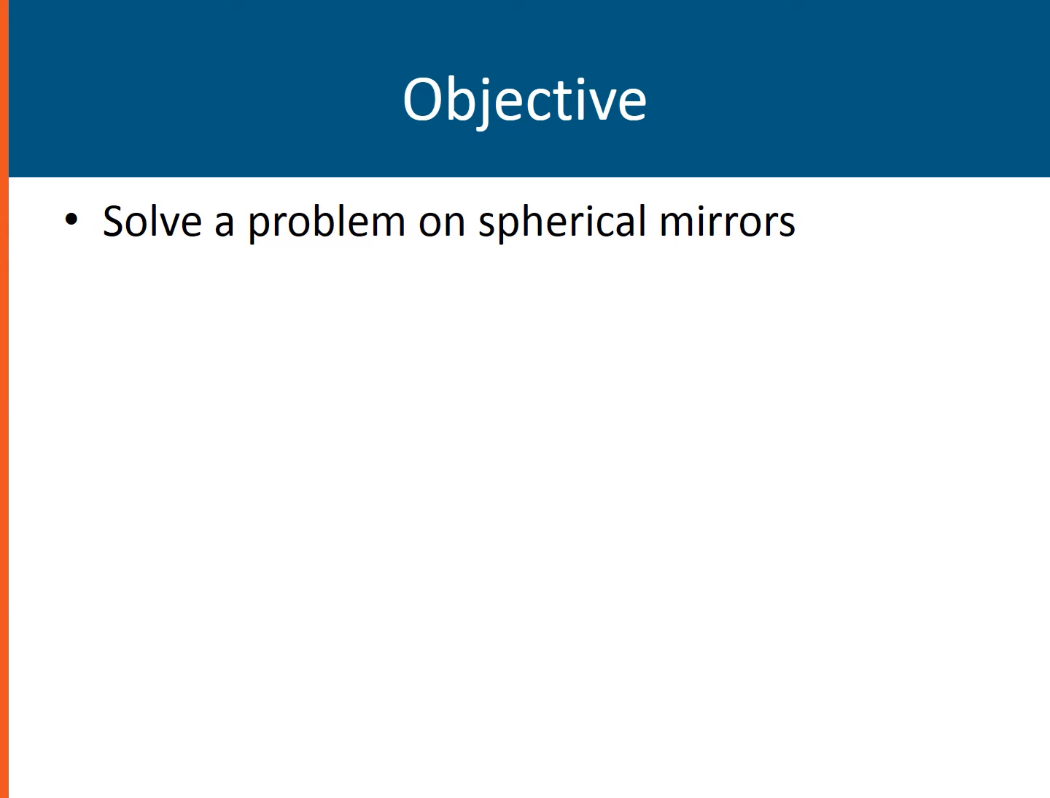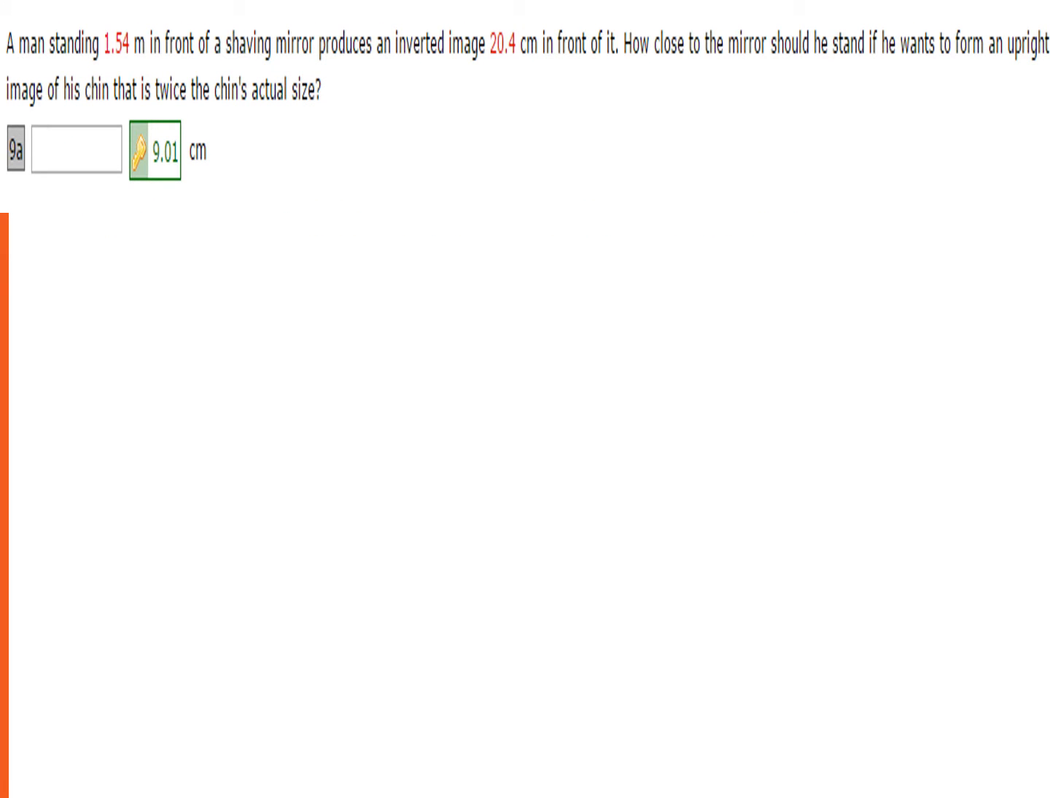For this tutorial, I'm going to solve a problem on spherical mirrors. This is one of the problems I've given in WebAssign on spherical mirrors. A man standing 1.54 meters in front of a shaving mirror produces an inverted image 20.4 centimeters in front of it. How close to the mirror should he stand if he wants to form an upright image of his chin that is twice the chin's actual size?